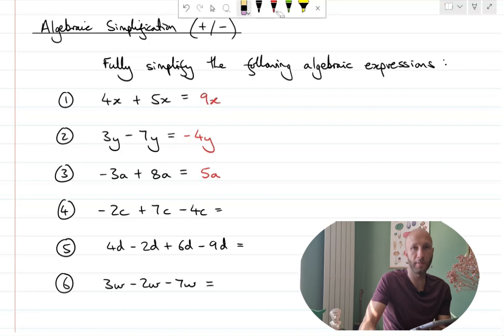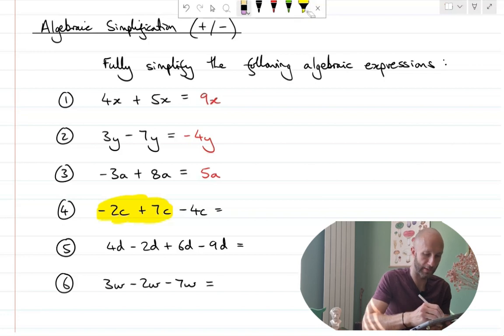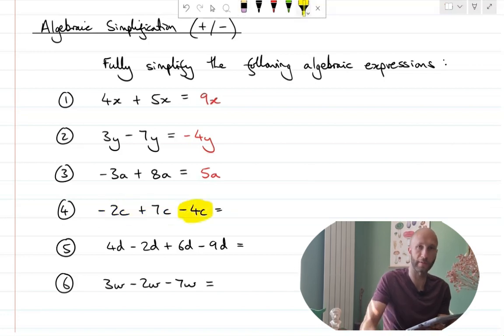Number 4. This time we have 3 terms, so we'll have a couple of calculations within this. So the first thing we're going to do is look at the first 2 terms. They're all the letter c, so we can add them all together and do minus 2 plus 7, which is 5, and store that in our head. So we're going to have 5, and then we're going to do minus 4 after that. So 5 minus 4, which is 1.